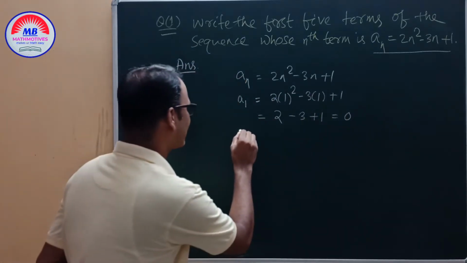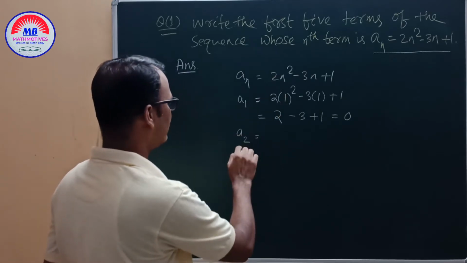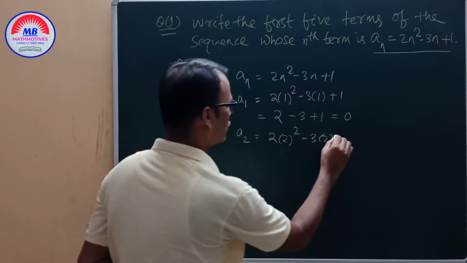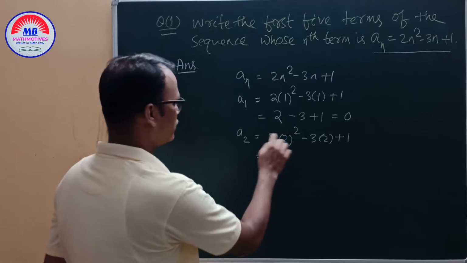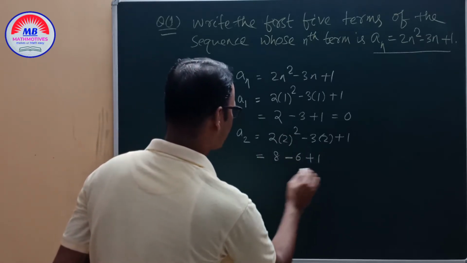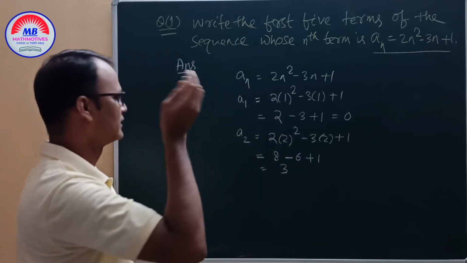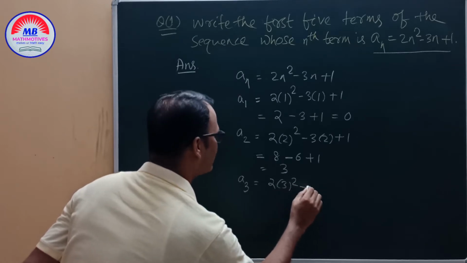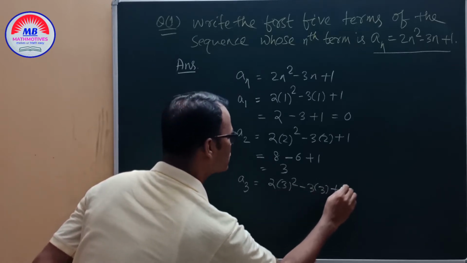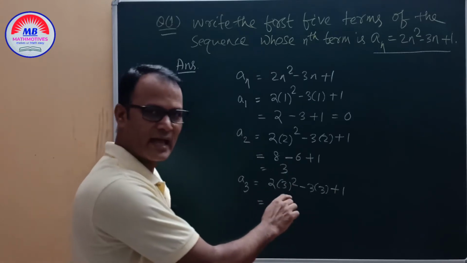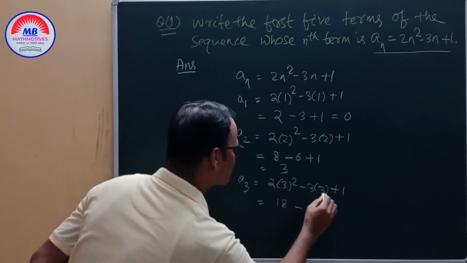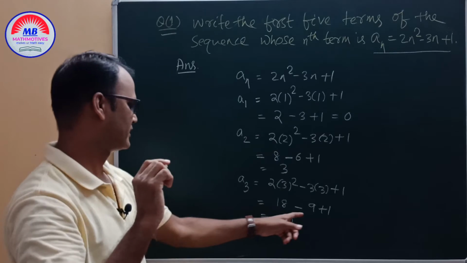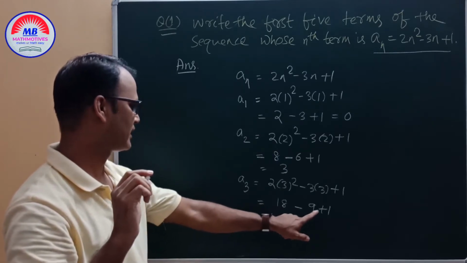Then find second term, a2. In place of n put 2. 2 into 2 square minus 3 into 2 plus 1, that equal to 8 minus 6 plus 1, that is 3. Then third term, a3. 2 into 3 square minus 3 into 3 plus 1, that is equal to 18 minus 9 plus 1, that is equal to 9 plus 1, 10.